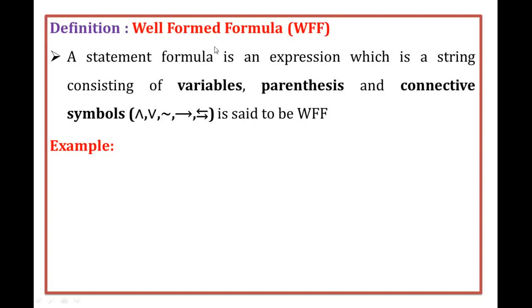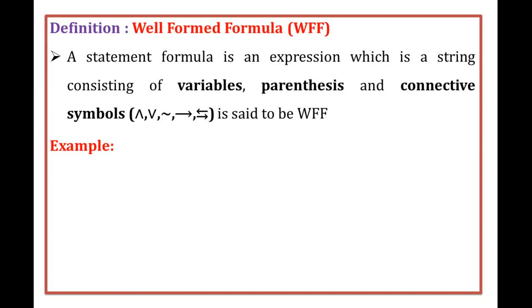So now we will discuss what is meant by a well-formed formula. Generally, we consider any statement formula consisting of some statement variables. What do we mean by statement variables? Usually we denote them by capital letters P, Q, R or A, B, C, D. Next, it contains parentheses, meaning closed brackets and open brackets, and connective symbols. We have five types of connective symbols: negation, conjunction, disjunction, conditional and biconditional. Such a statement is said to be a well-defined formula. So in general, a well-defined formula is a given statement that contains statement variables, parentheses, and connective symbols.